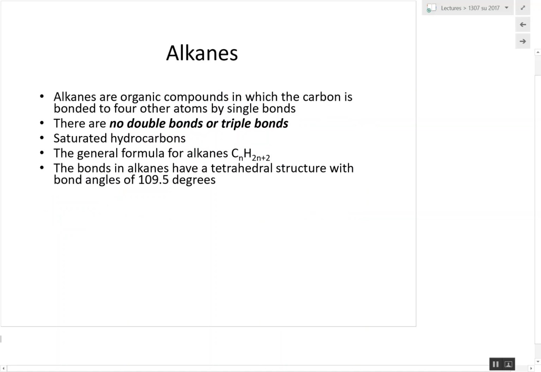Alkanes are organic compounds in which the carbon is bonded to 4 other atoms by single bonds. There are no double bonds or triple bonds. They are saturated hydrocarbons. General formula, CnH2n+2.